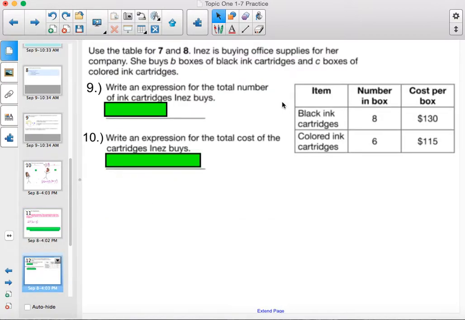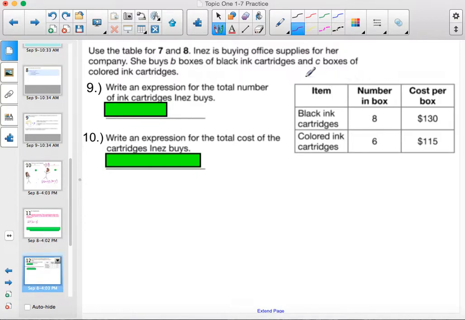All right, let's take a look at this one right here. In this case, use the table for 7, 8, and it looks like these 2 right here as well. Inez is buying office supplies for her company. She buys B boxes of black ink cartridges and C boxes of colored ink cartridges. Write an expression for the total number of ink cartridges Inez buys.